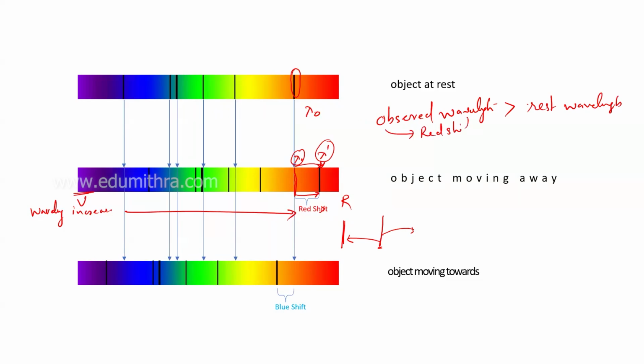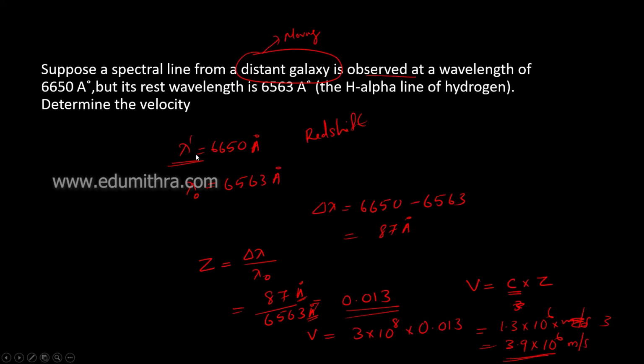You can note this down. And the other way around, if the observed wavelength is less than the rest wavelength, then it is a blue shift. If it is a blue shift, it is coming towards you, and if it is a redshift, it is moving away from you. Let's see this question once again. Just see what lambda dash is. The observed is 6650, and this is lambda 0. So lambda dash is greater than lambda at rest. Observed is greater than the rest, which means this is a redshift. This is how we understand whether it is a redshift or a blue shift.